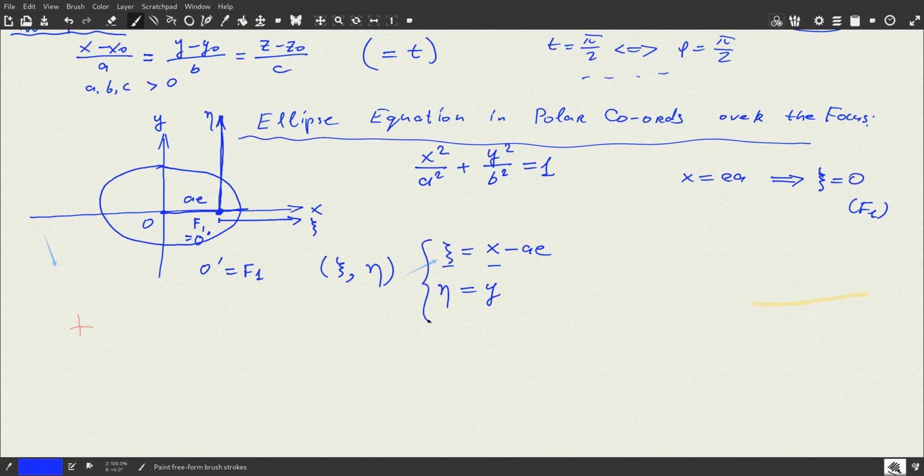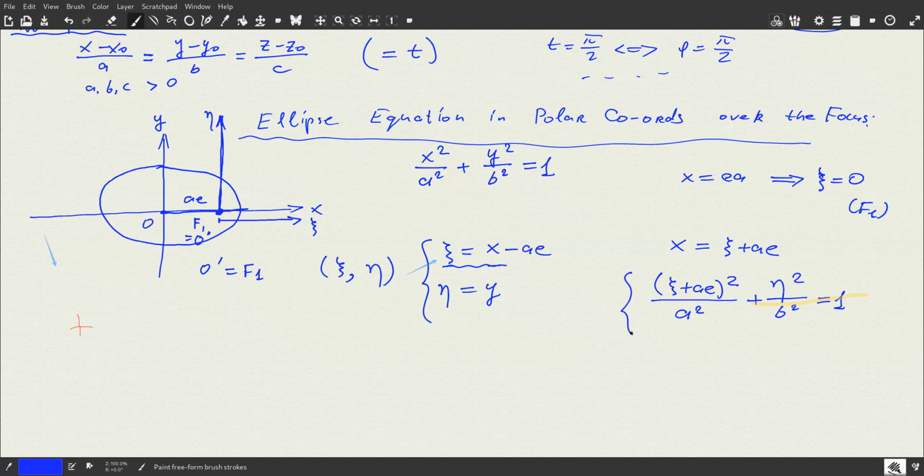That's simply a one-dimensional translation of the origin. Eta is the same as y, but xi and x are connected by a very simple translation. Xi is x minus ae. Or we can say the other way around, x is xi plus ae. And therefore, (xi plus ae) squared divided by a squared plus, instead of y, we now write eta squared divided by b squared equals 1. Okay? So that's what we did. We wrote this in new coordinates where the origin is now in the focus of our ellipse.